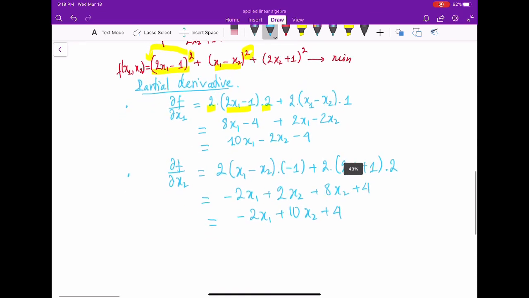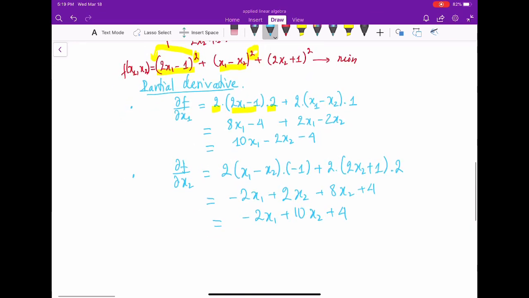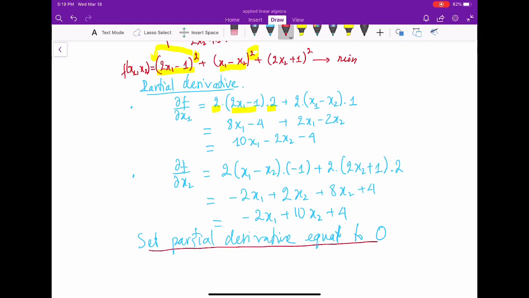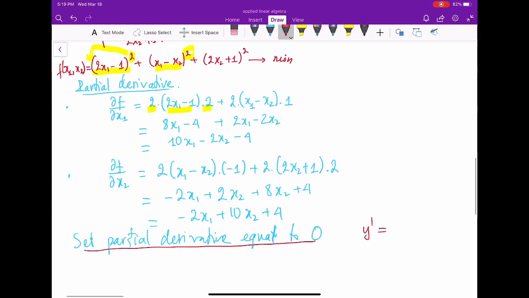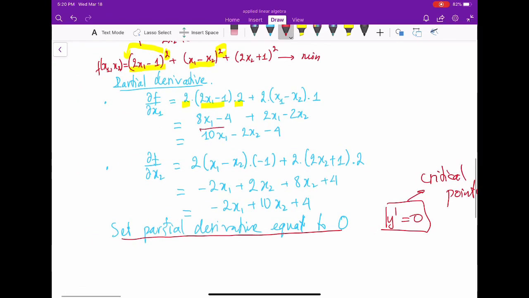The next step is to set them equal to 0. We set the partial derivatives equal to 0. This step is similar to the case when you put y prime equal to 0 to find critical points. Make sense? Because we need critical points. All right, so we will set this part and this part equal to 0.